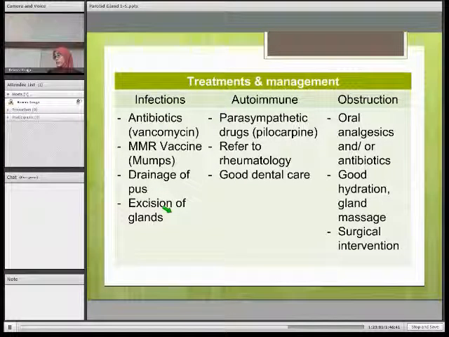Autoimmune, you give a parasympathetic drug to increase saliva production. And obstruction, yeah, same principle: gland massage to help the stone pass, really.